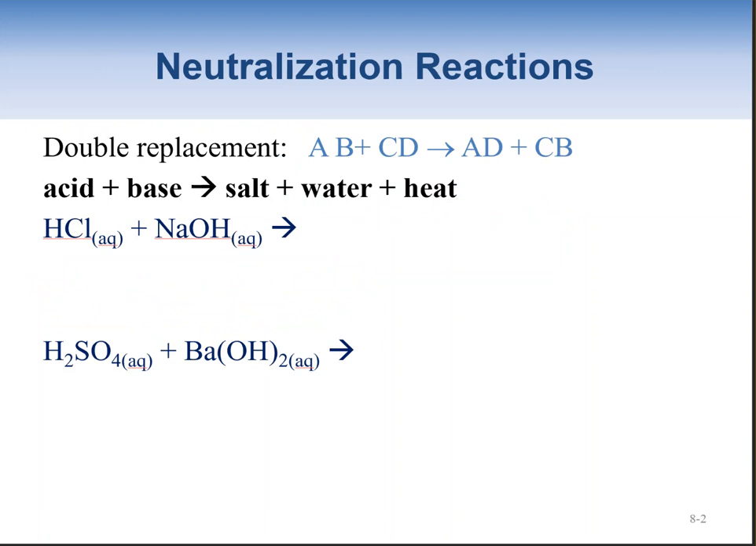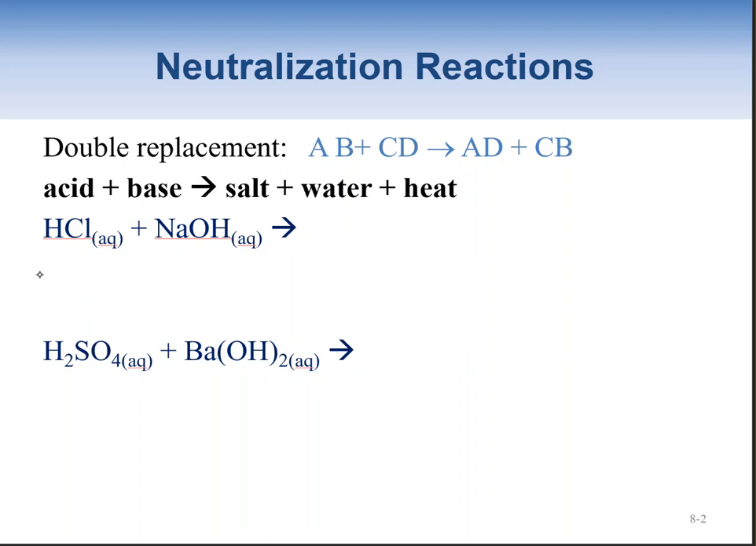So there are different types of double replacement reactions. One type is the neutralization reaction. Neutralization reactions are when an acid reacts with a base and you would expect salt and water to form. Now, neutralization reactions are exothermic reactions. So when the acid reacts with the base, you would expect heat to be produced. Now, let's look at the reaction of hydrochloric acid and sodium hydroxide.